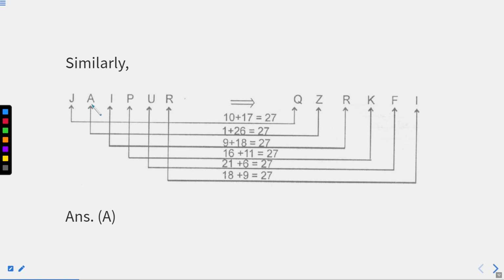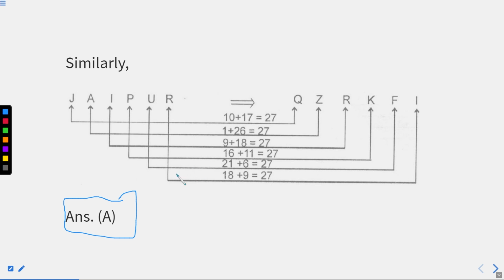In the similar manner, A will be coded as Z, I will be coded as R, P will be coded as K, and U will be coded as F. The last one is R, which will be coded as I. In the similar manner, if we follow, we eventually get our response, that is Q, Z, R, K, F, I, which is our option number A in the question. I hope the question is clear. That was based on the addition of place value with the reversible place value. Okay, I hope you understand.